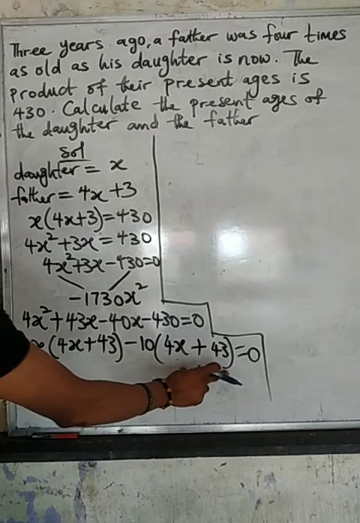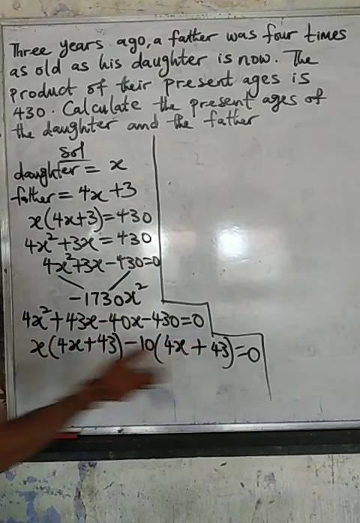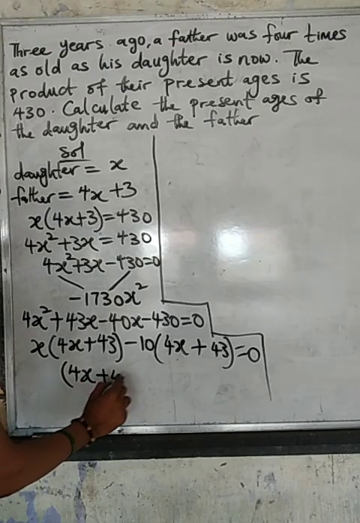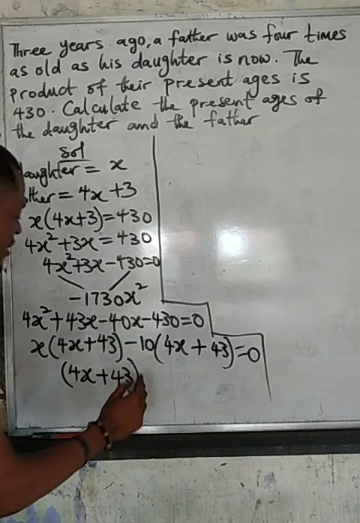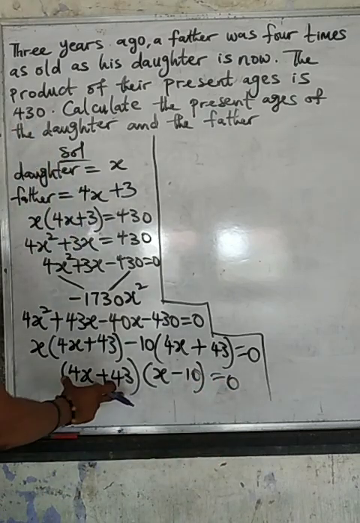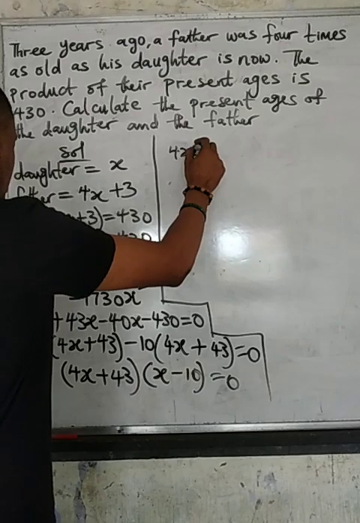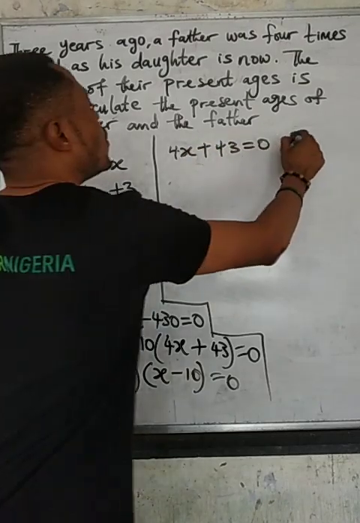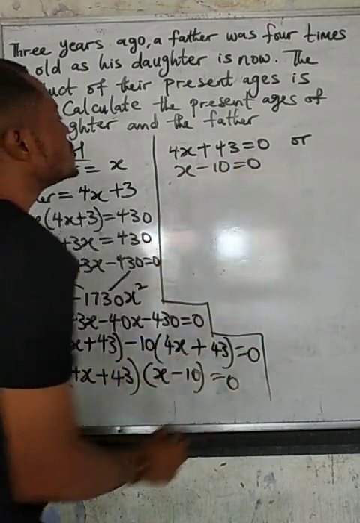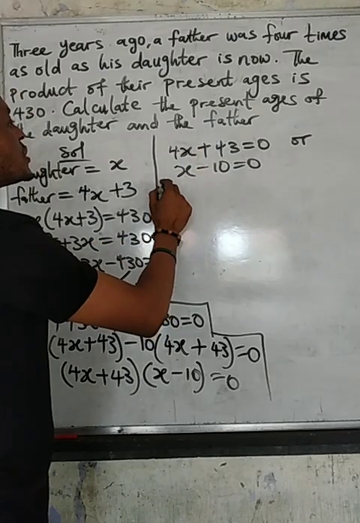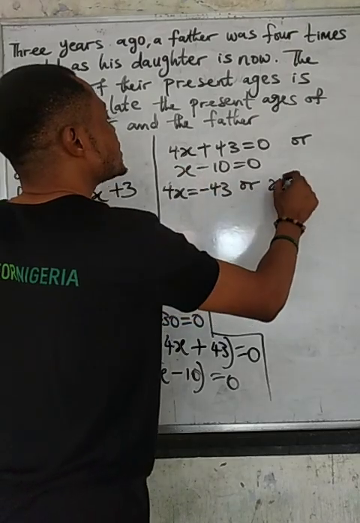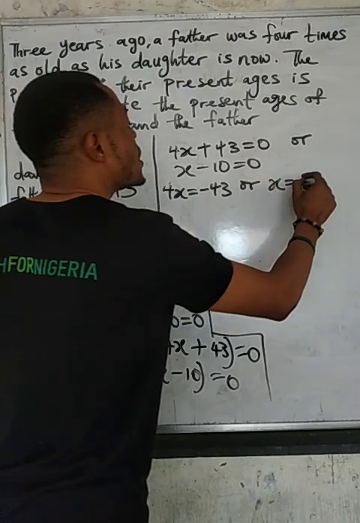If you check the brackets, this and this are the same. So we factorize again. What is common between the two? We have 4x plus 43. Then you have the ones that are outside. You group them together, x minus 10, all to give us 0. Then we bring it out by having 4x plus 43 equals to 0. Or the second one here, x minus 10 equals to 0. So working on this one first, it will give us 4x equal to minus 43, or for this side, x is equal to, by the time minus 10 crosses to the right side, it becomes positive.